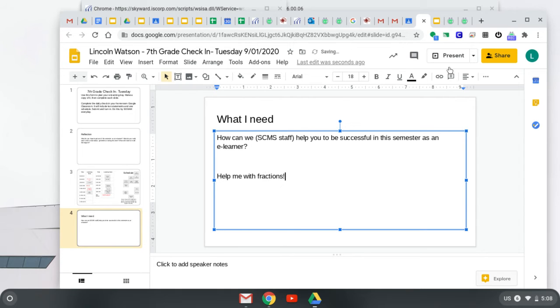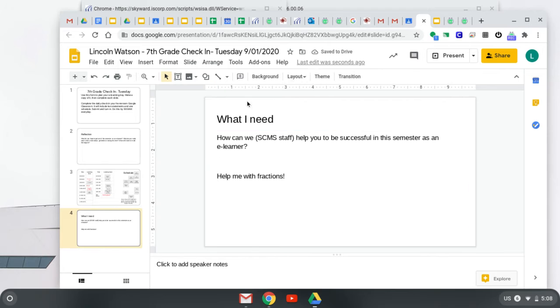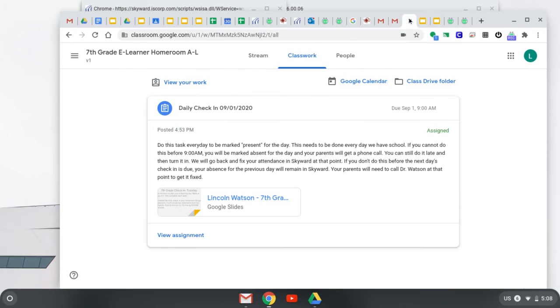So then for Lincoln to finish this, what can we do as a staff to help you be successful this semester? You'd have to write in here, just click and say, help me with fractions, or whatever you'd write. So once you're done there, you click out of there, it'll say saved, so there's nothing else you need to do.